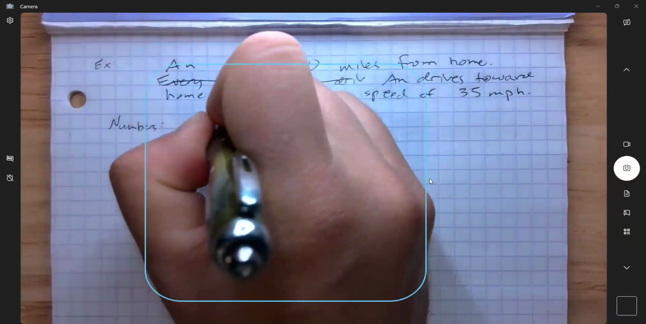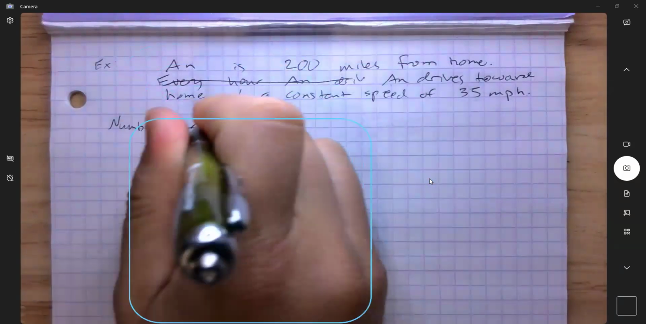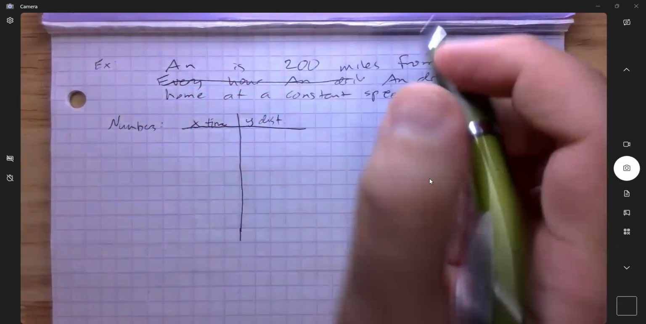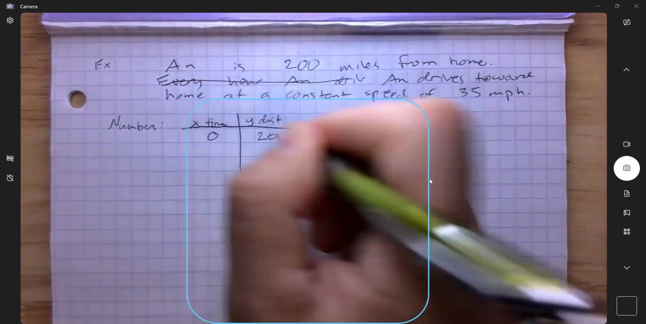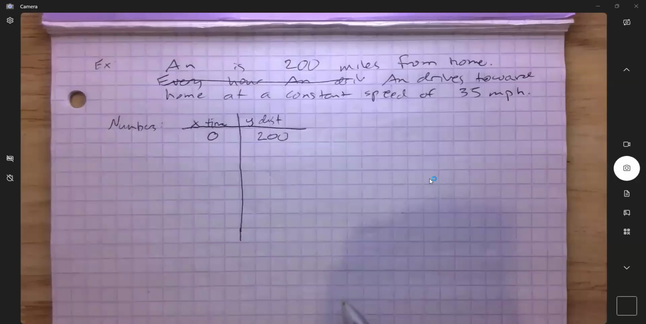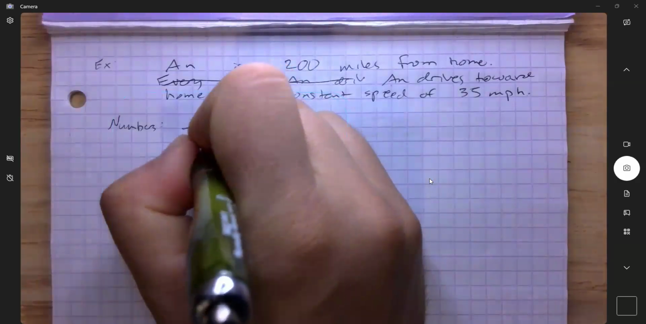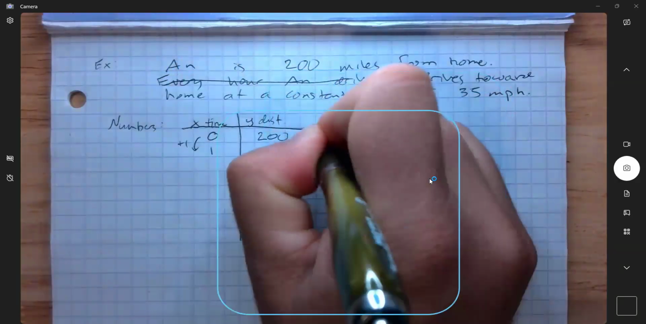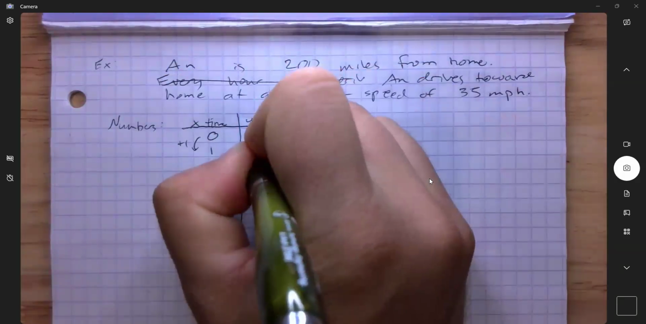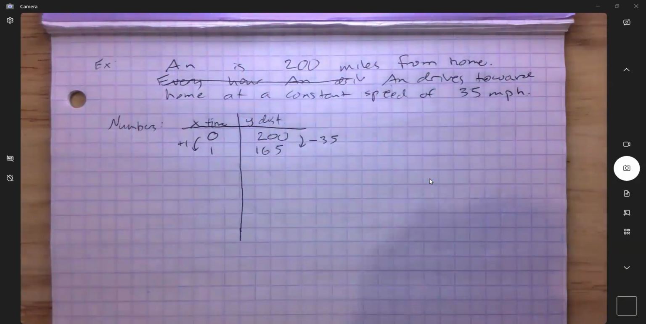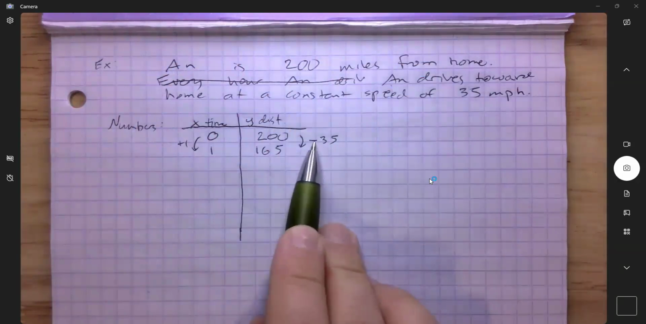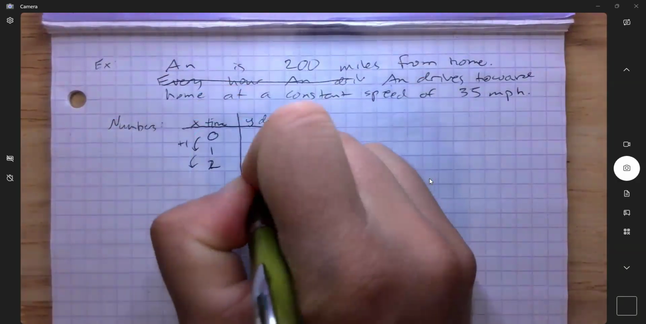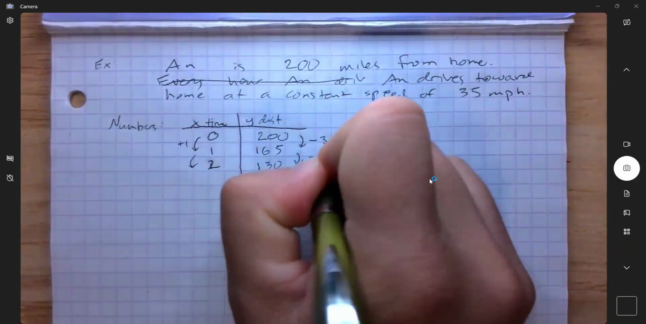X is time in hours, and Y is distance in miles. So at the beginning, Anne is 200 miles from home. And if it's a constant speed, then every hour that goes by, we're going to get 35 miles closer to home. So that means the distance is going down. So this is going to be a linear equation that goes down over time instead of going up. And as we keep adding hours, we keep taking away distance.